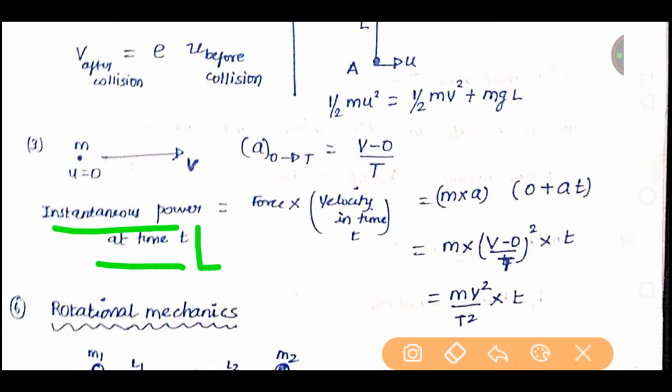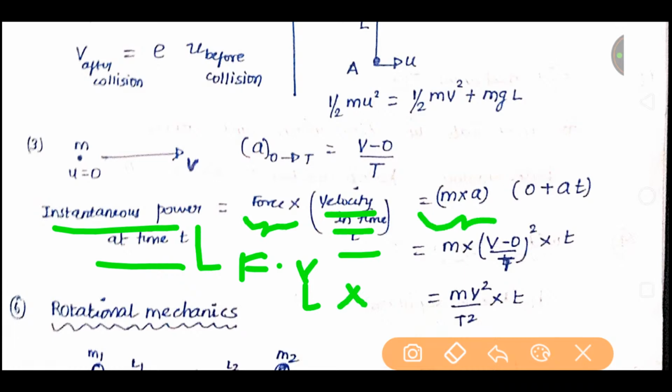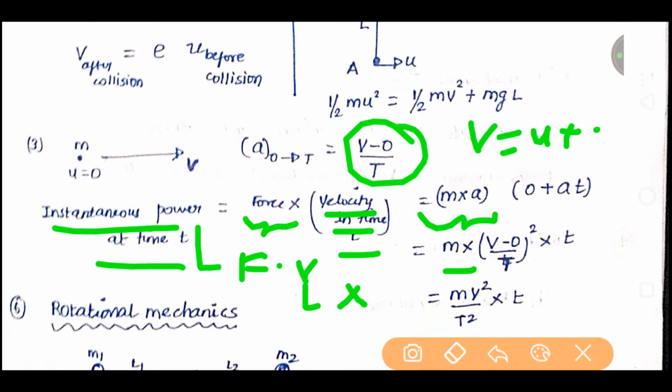So we know that power is equal to force into velocity. In time t, this velocity is not constant. So force means m into a. A we have already found, this is capital T, m into, okay. We know that v is equal to u plus at, because velocity is not constant here, because the body is accelerating, uniformly accelerating. So u is 0, at, so just multiply m into a square t.